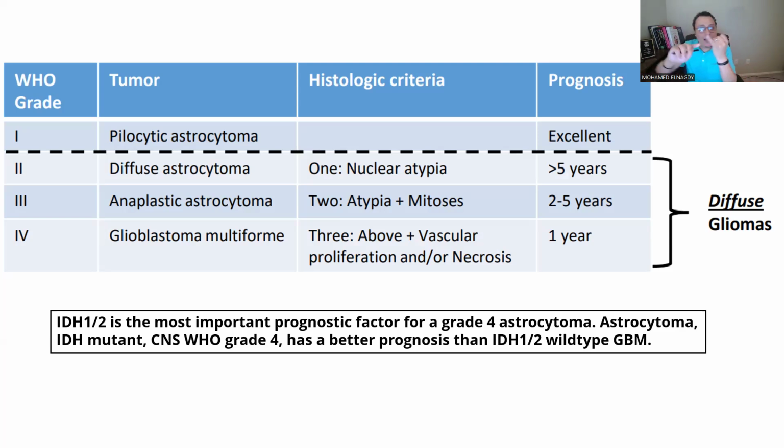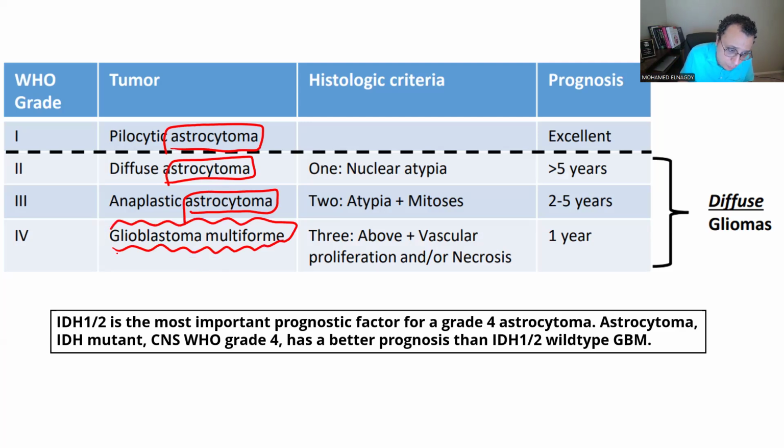So IDH wild type, this is classic. You need to say that this is IDH wild type, but you also need at least one of these to confirm that this is GBM: either TERT promoter mutation, EGFR amplification, or chromosomal alteration, like chromosome number 7 gain or chromosome number 10 loss. That's GBM.